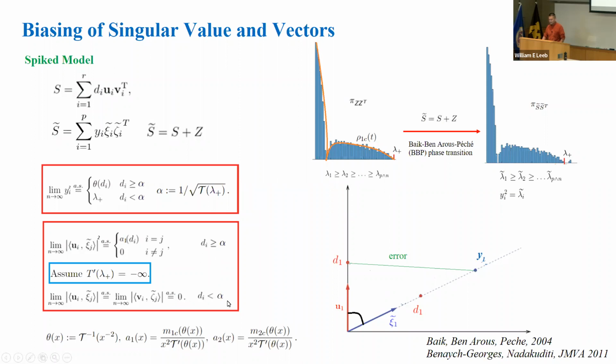And when the signal is too weak, it doesn't matter which i or which j it is. It will almost surely converge to 0. So this is the old result from Benaych-Georges and Nadakuditi in 2011, the almost sure result.